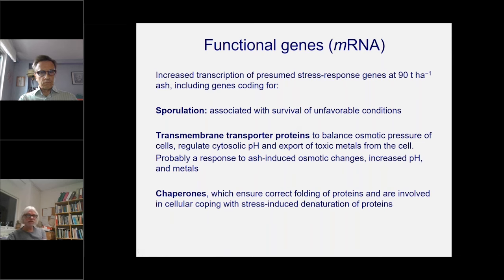Also, we found an increase in membrane transporter proteins, which we believe was a result of the changed osmotic conditions and the changed content of toxic metals in the system. And finally, we found an increase in chaperones, that are genes that ensure correct folding of proteins and are involved in housekeeping. They cope with the stress-induced denaturation of proteins.